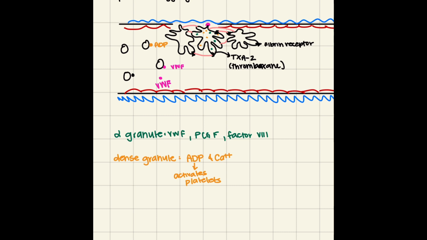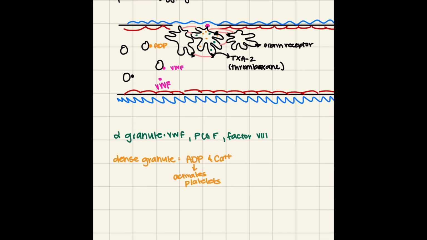It releases substances from the alpha granule and the dense granule. The alpha granule, we're going to release more VWF, which is really important, and we're going to release a growth factor, which is going to help with healing. The dense granule, we release ADP, which is going to also bind to platelets, activating them. And then we activate those platelets, and that binds to collagen.